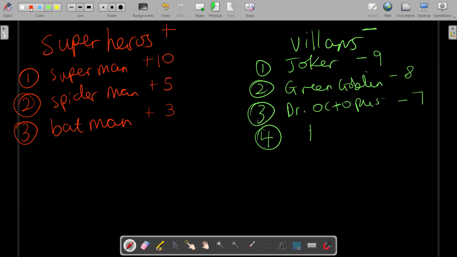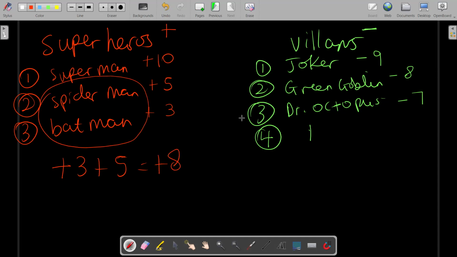So look at this here, right? Batman teams up with Spider-Man, right? So guess what? They're gonna get stronger. When two of them team up here, students, they're gonna get stronger. So you're gonna get +8, right? Same signs, add and keep the same sign.